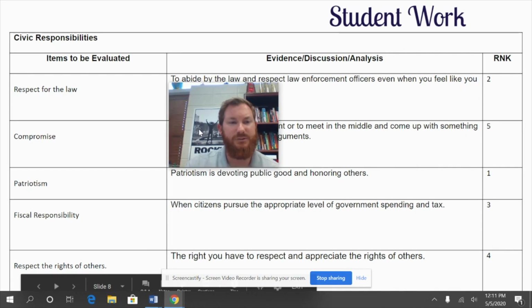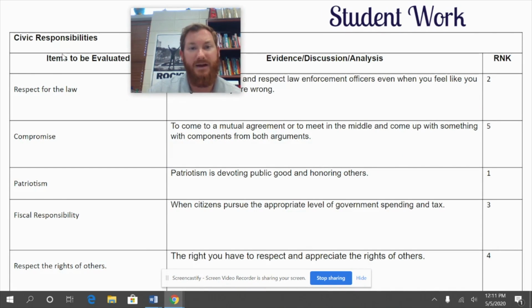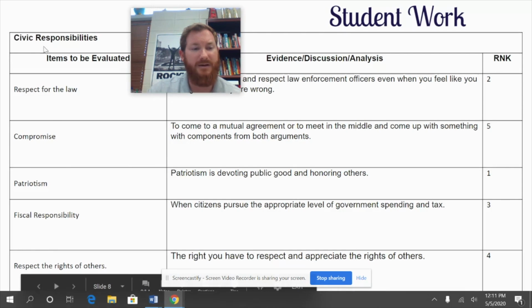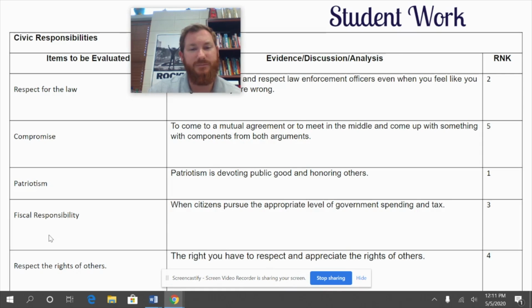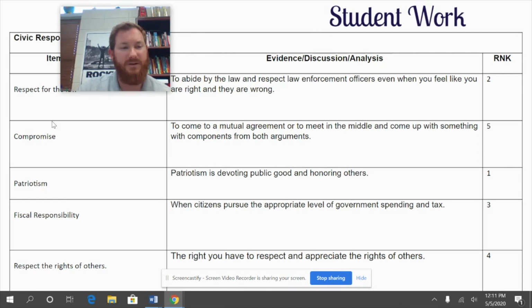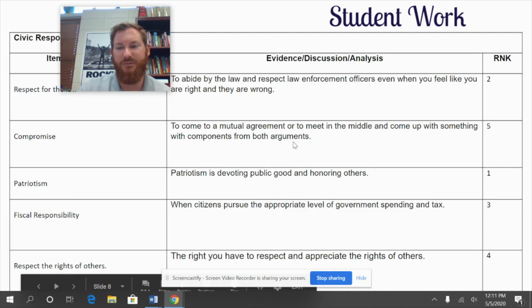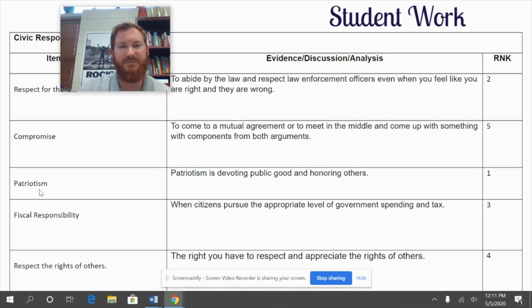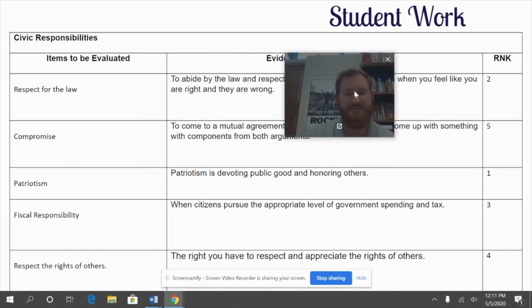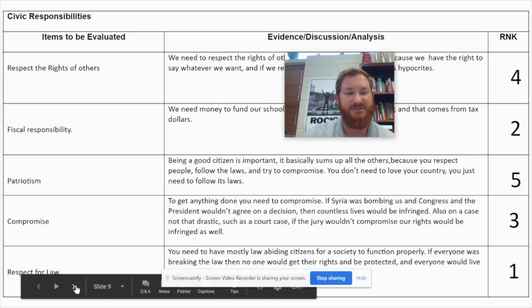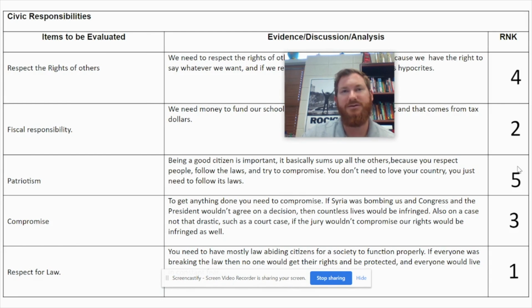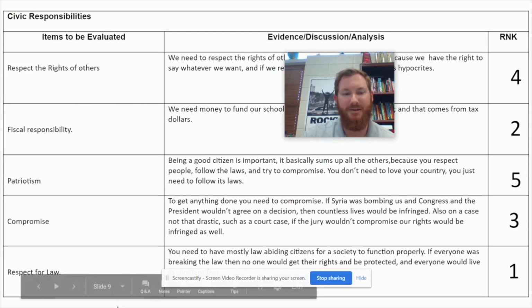So here's an example of student work. As you can see, I teach civics also. They have items on the left here of civic responsibilities, and they were given information for each one. Then they wrote down and inserted discussion points that they had within their groups, and then as a group they ranked those. Something interesting is that this particular group ranked patriotism as the most important civic responsibility that we have as Americans, but the next group ranked it as the least important. So it's important to choose things that can generate a lot of discussion and debate.